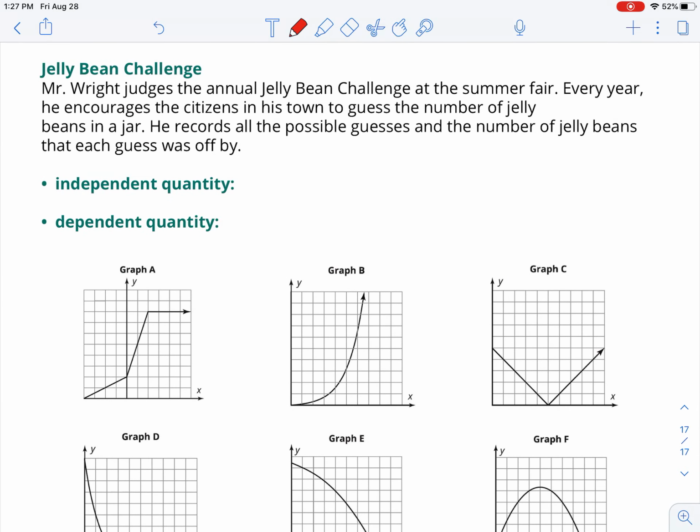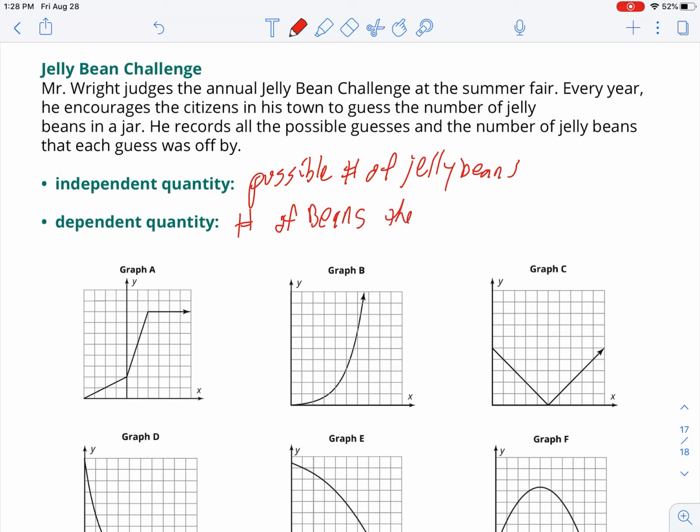Process of elimination says you have graph C sitting on your table. Mr. Wright judges the annual Jelly Bean Challenge at the summer fair. Every year, he encourages the citizens in this town to guess the number of jelly beans in a jar. He records all the possible guesses and the number of jelly beans that each guess was off by. Okay, so the independent is going to be the possible number of jelly beans. We have no time here. And then the other part that's in here is the number of beans the guess was off by.